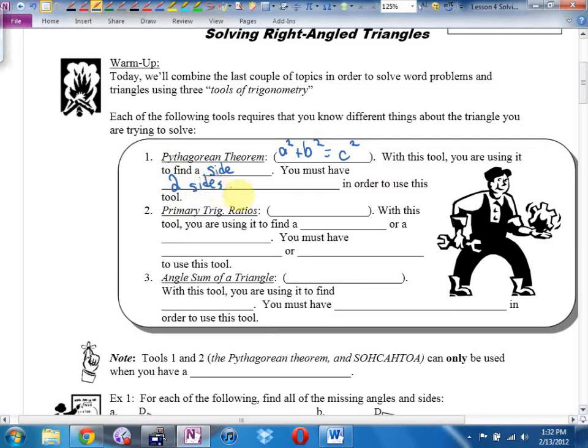If you have the hypotenuse, Zach, make sure you put the hypotenuse here. It always goes where the C is. That was the only thing you had to remember. And then how to get rid of a squared, square root. The second tool we gave you was the primary trig ratios. And we had a handy-dandy acronym for that. It was SOH CAH TOA.